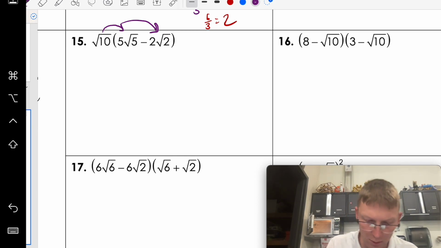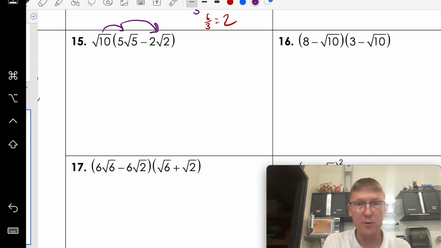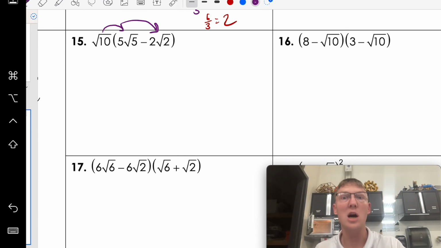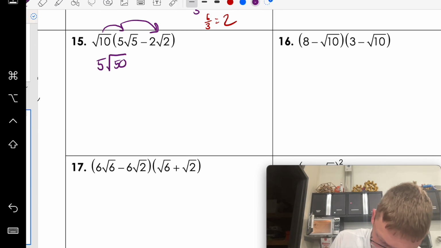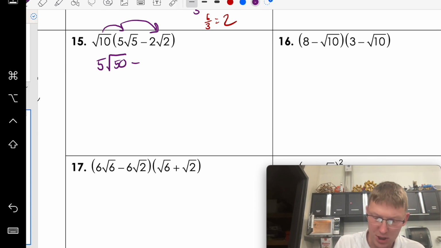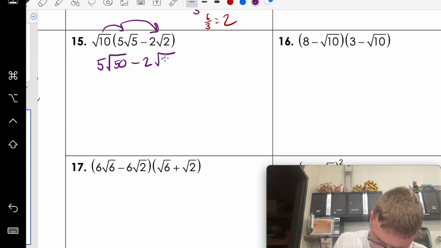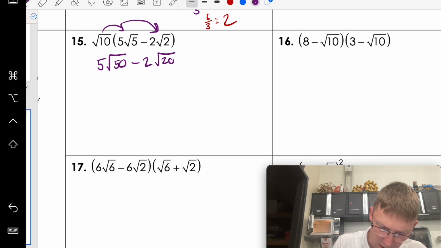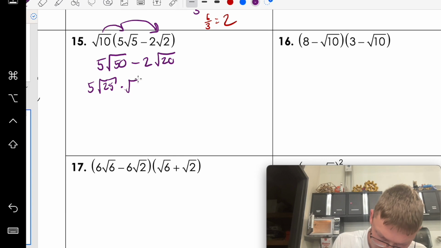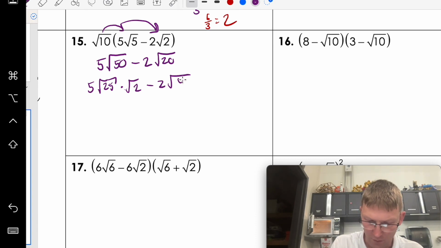We're going to follow all the same rules. Square root of 10, it's under a square root. So with those square roots, we're going to multiply everything under the square roots. That means we're going to have 5 square root of 50 minus square root of 10 times 2 square root of 2, which is 2 square root of 20. Then we're going to reduce those as much as possible. When we do that, we get 5 square root of 25 times square root of 2, and 2 square root of 4 times square root of 5. Those are all multiplied together.